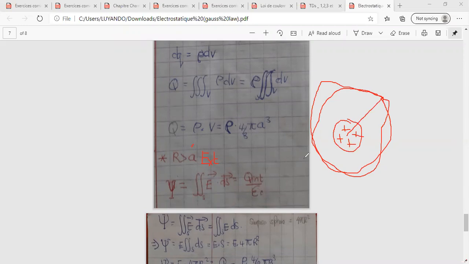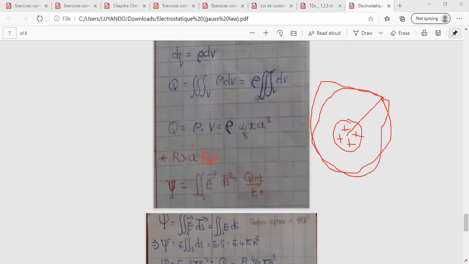So we have this surface. In this surface, what charges do we have? Here there are no charges, but we have a sphere with the same positive charges. So we cannot say that there's zero charge, because there's charge. We've established a surface, and under that surface, what charges are there? They're still the same charges. So we're going to have the same: the integral of E dS is equal to Q interior over epsilon zero. We have our Gauss expression right there.